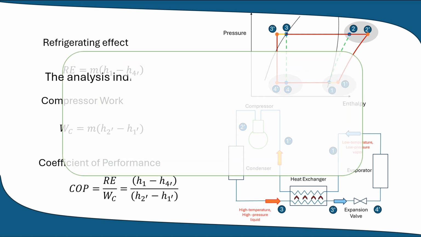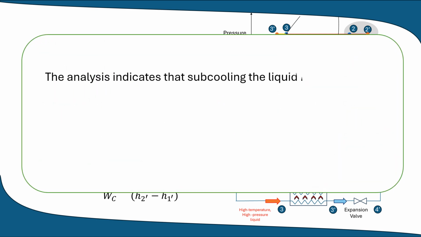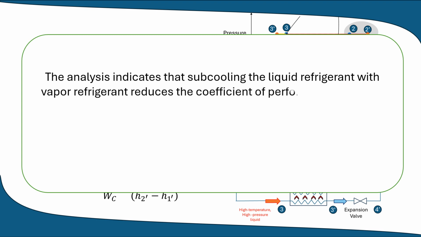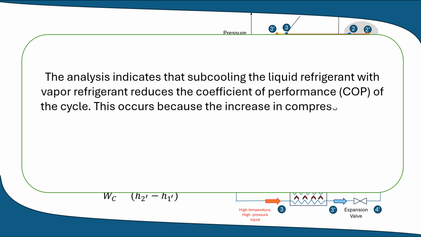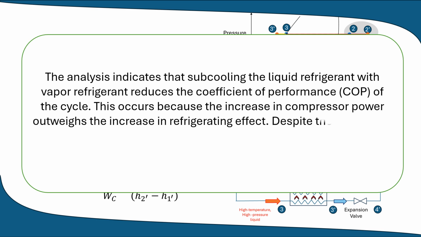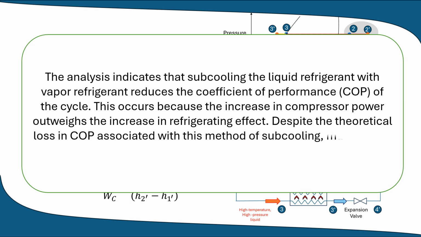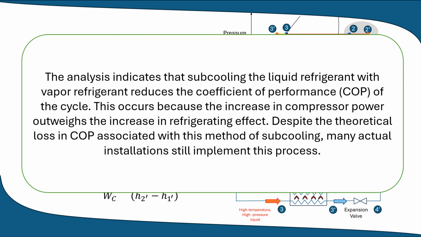The analysis indicates that subcooling the liquid refrigerant with vapor refrigerant reduces the coefficient of performance, COP, of the cycle. This occurs because the increase in compressor power outweighs the increase in refrigerating effect. Despite the theoretical loss in COP associated with this method of subcooling, many actual installations still implement this process.